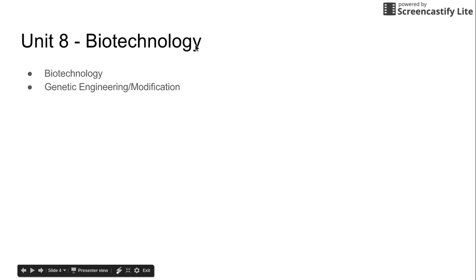Unit 8, biotechnology. This was really short. Understand what biotechnology is and this idea of genetic engineering modification. If you remember, we made the E. coli and stuck some stuff in there and had to be really careful. And then we bred some bacteria. So this was quick. This was just a one week thing, but just remember what biotechnology is.